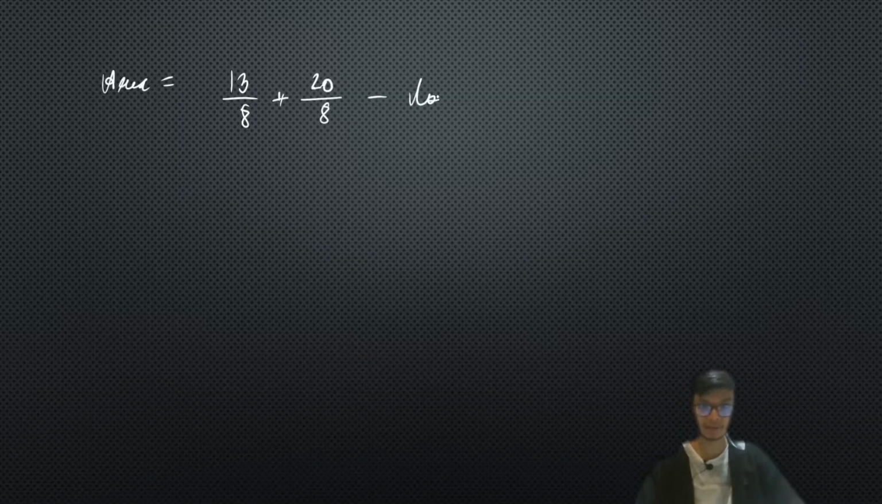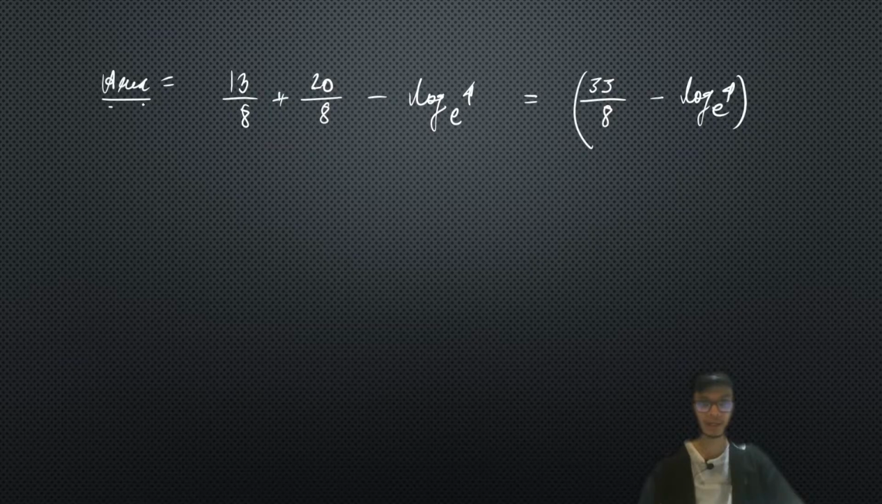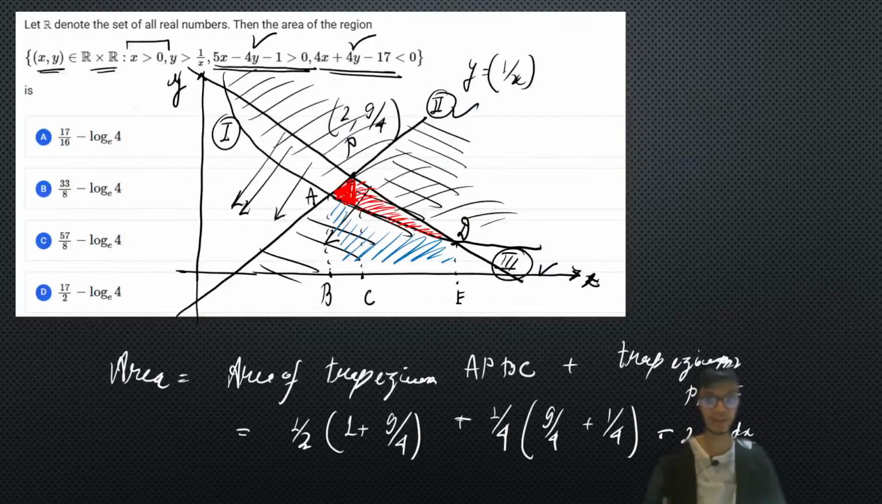Now if you solve this particular part, you're going to get the required area. If we solve this, the required area will be 13 upon 8 plus 20 upon 8 minus natural log of 4, which turns out to be 33 upon 8 minus natural log of 4. So that is the area of this particular region, which is a very simple problem. Therefore, option B is the correct answer. It's a very simple, straightforward problem, right? I hope the solution is clear to all of you.